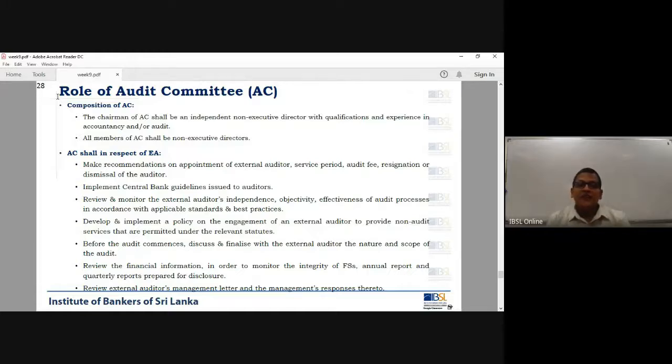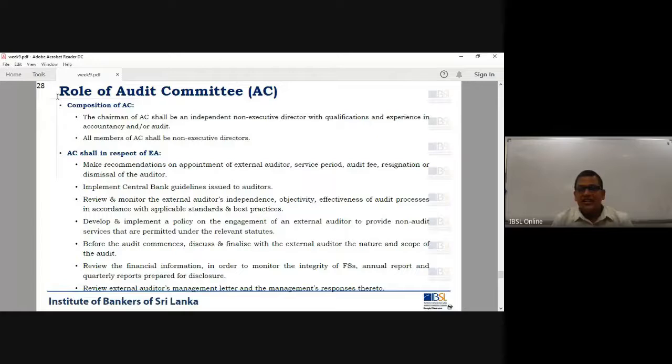Generally, the first thing is the composition of the audit committee. The chairman of the audit committee shall be an independent, non-executive director. Of course, in corporate governance we will see who is the independent director and who is the non-executive director. It says the chairman shall be an independent, non-executive director with qualification and experience in accountancy and audit. At that time we will discuss this.